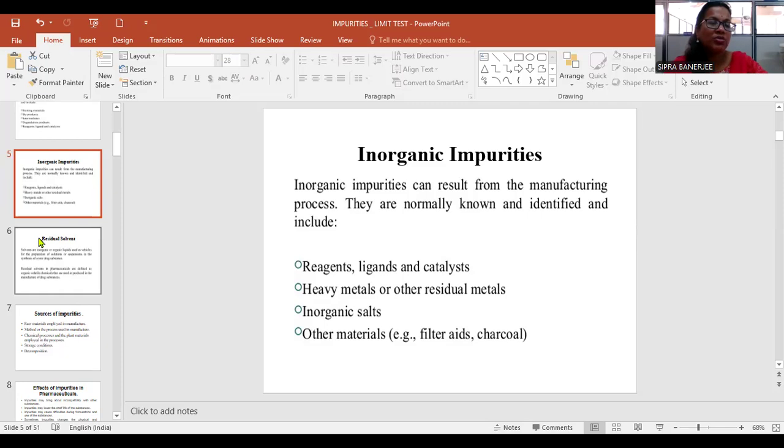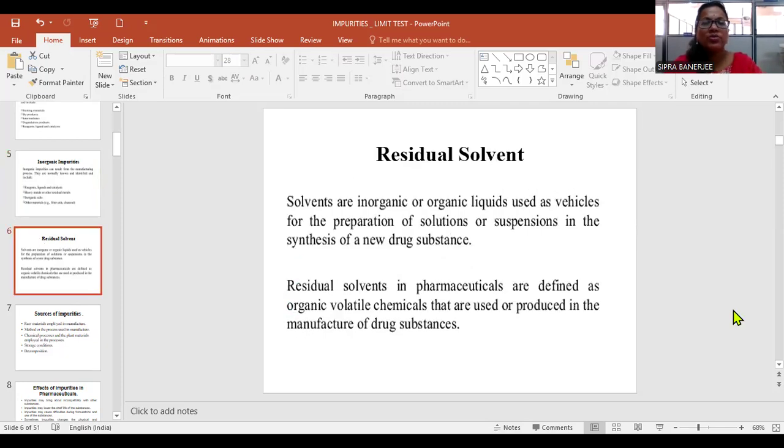Now coming to residual solvents, like solvents which are used, inorganic or organic liquids used as a vehicle, that is, a medium for preparation of drug solution or suspension. Solvent can remain, for example when we need 100 ml or 500 ml, but if excess amount is present in the form, it can also produce impurity upon reaction. Residual solvents in pharmaceuticals are defined as organic volatile chemicals that are used or produced in the manufacture of drug substances. So they can also cause us different problems.